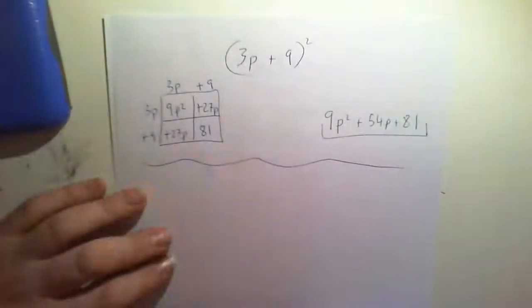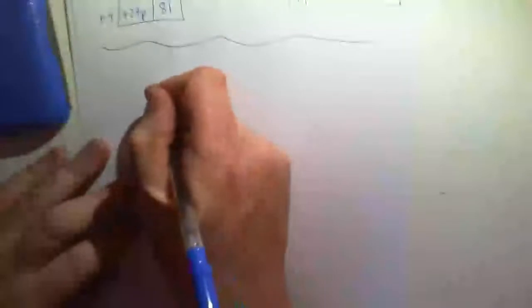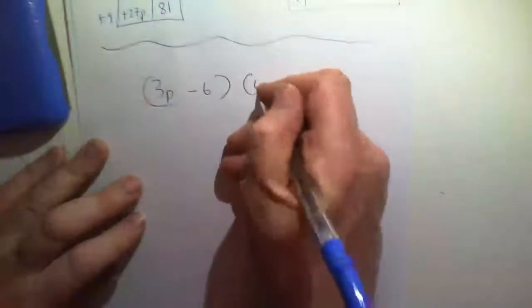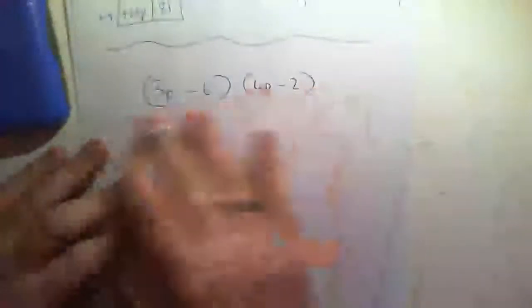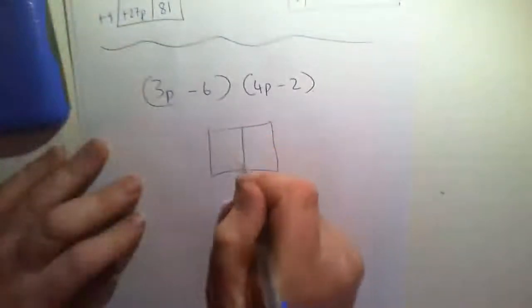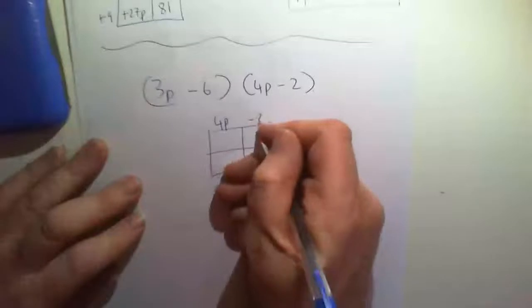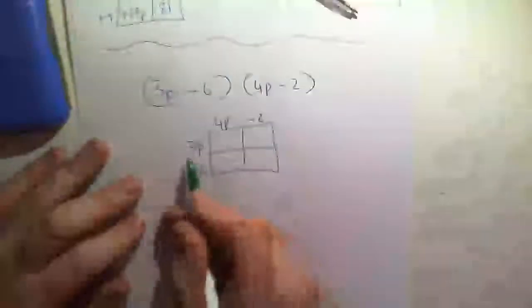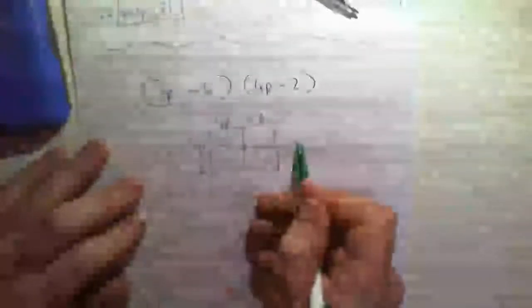Let's do another more complicated one of our traditional ones we've been doing. So 3p minus 6 multiplied by 4p minus 2. So we're back to normal, multiplying things out. Do your grid. 4p minus 2, 3p minus 6. Okay, let's multiply these out. Row by column, 3p by 4p, 12p squared. Row by column, 3p by negative 2, negative 6p. Row by column, negative 6 by 4p is negative 24p. And row by column, negative 6 by negative 2 is plus 12.